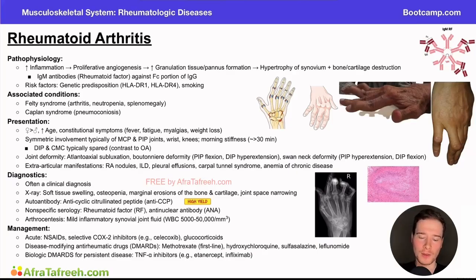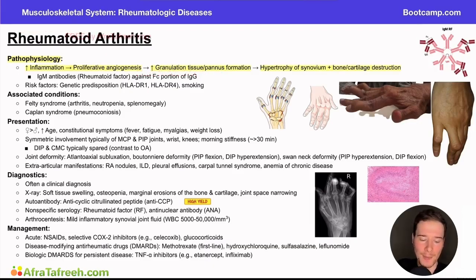So if we jump into the pathophysiology here, we see that we have increased inflammation in the body that can lead to proliferative angiogenesis, or the formation of new blood vessels. This process can also lead to increased granulation tissue and pannus formation, which is a type of thickened extra growth in the tissue or joint itself. This can ultimately lead to hypertrophy of the synovium with bone/cartilage destruction. We don't have to get lost in the details here, but essentially an inflammatory response causes a dysregulation of tissue growth that leads to destruction of the joint itself.